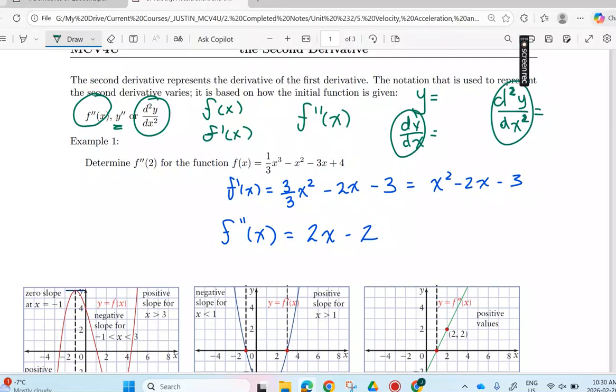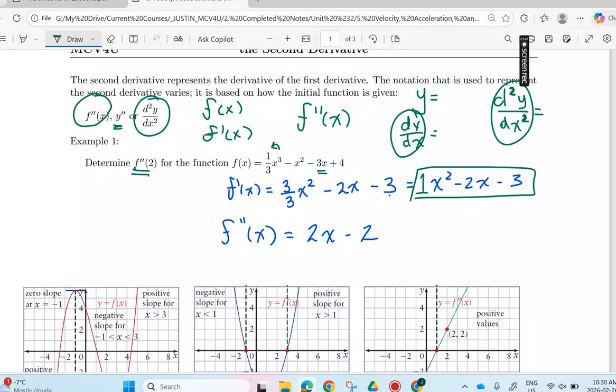All right, so determine f double prime of 2 for this function. First off, I find the first derivative, which just brings the 3 down. 3 times a third is 3 over 3. 3 subtract 1 is 2. This is just the power rule. Bring the 2 down, and then the derivative of 3x is just 3. This simplifies down to 3 divided by 3 is 1, right? So this just simplifies down to x squared minus 2x minus 3.